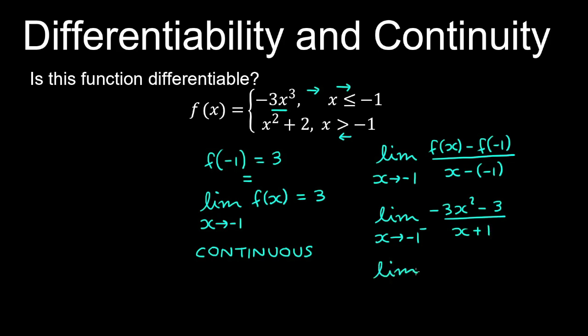And as x approaches minus 1 from the right, we take this as f of x. Which simplifies as follows. So you can clearly see that these are two different limits. And without doing a factorization and evaluating them, we can see the function is not smooth. And therefore the function is not differentiable at x equals minus 1.